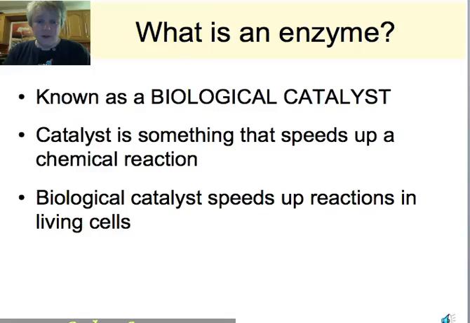So first of all, we're going to have a look at what is an enzyme. Well, an enzyme is known as a biological catalyst. By a catalyst, we mean something that speeds up a chemical reaction. So a biological catalyst is something that speeds up the reactions in living cells. Your cells are full of enzymes. If they weren't there, then the chemical reactions that take place in them would go too slowly for you to stay alive or for the cell to stay alive.